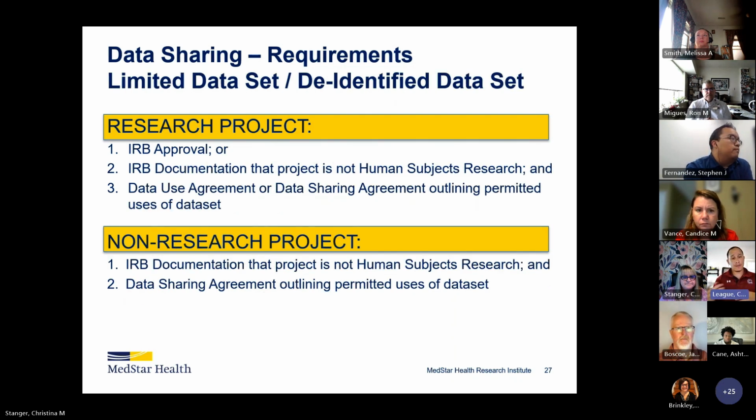So if you're sharing a limited data set or a de-identified data set, you still need to make sure you get IRB approval, or if for some reason it's not considered human subjects research, what we're asking is that you have IRB documentation from somebody in ORI or on the IRB that says we do not consider this to be human subjects research, therefore you don't need IRB approval. If that's the case, regardless, we still do a data use or a data sharing agreement. Long story short, essentially the data sharing or data use agreement is almost always going to be required. It's just depending on the data set, whether the IRB approval itself is actually going to be required.